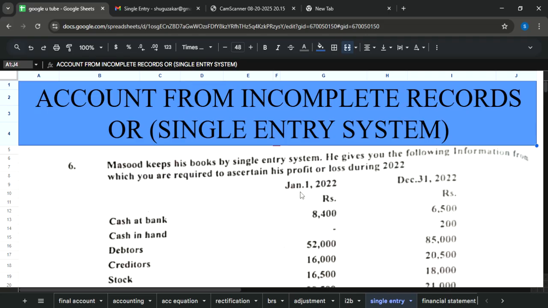First, January 22. It means all assets and liabilities present over here are opening. Second, December 22. All assets and liabilities are for closing. Opening statement and closing statement is available. So this is the first time we will be making a proper opening statement.